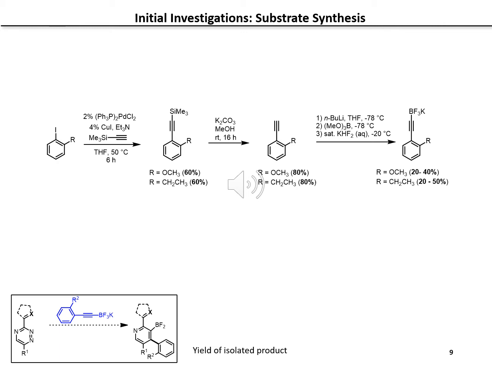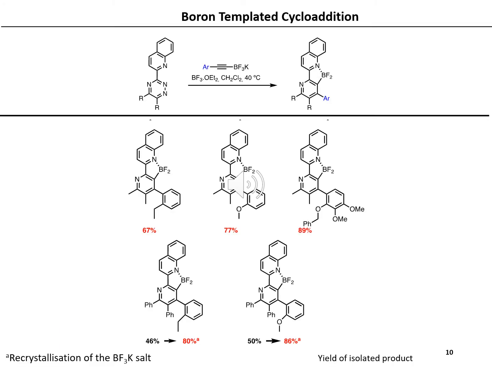So now, as we have both coupling partners synthesized, we can start the first trial for the cycloaddition. The scope of the cycloaddition was tried first with the quinoline, and in all the cases we can see that we obtain the cycloaddition product in good yield, 67 to 86%.